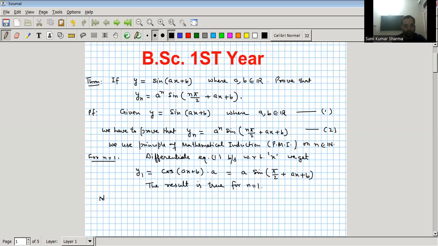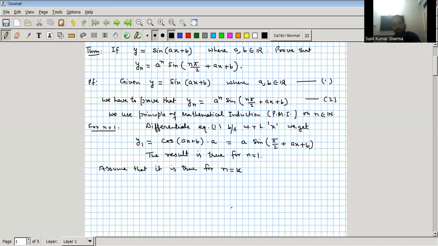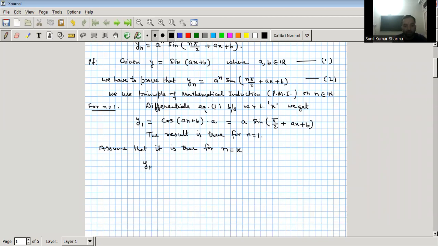Now assume that it is true for n equal to k, where k is any natural number. Then what is yk? We put n equal to k in equation 2: yk, the kth derivative, is a to the power k into sine of k pi by 2 plus ax plus b. This is yk. Let this be equation number 3.